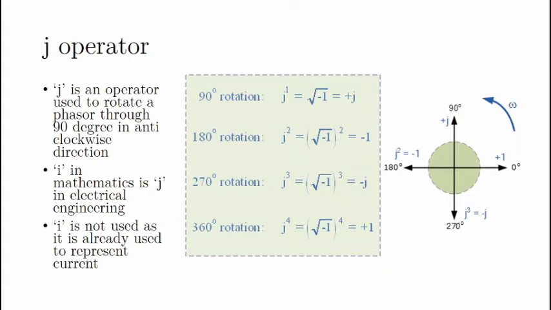So j squared into j is j cubed. j squared is minus 1, so j cubed is equal to minus j. When we rotate again, it is j cubed into j, which is j raised to 4. Again it is minus 1 into minus 1, so it is simply the original vector A itself. So that is the use of the J operator.